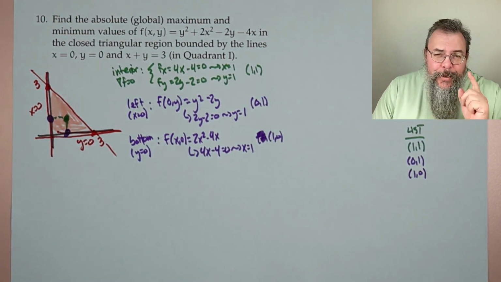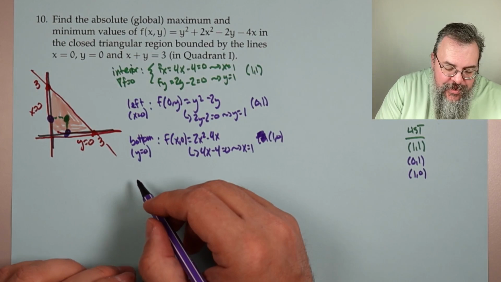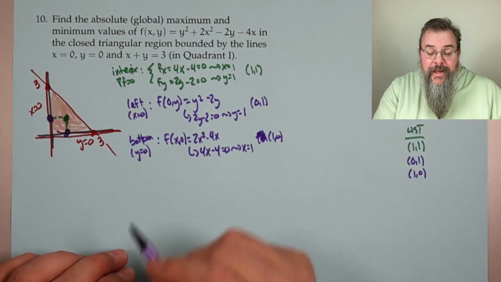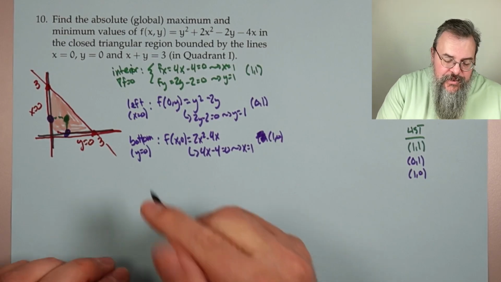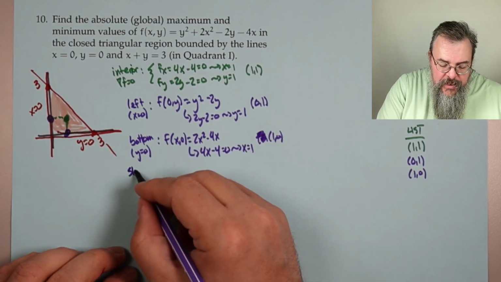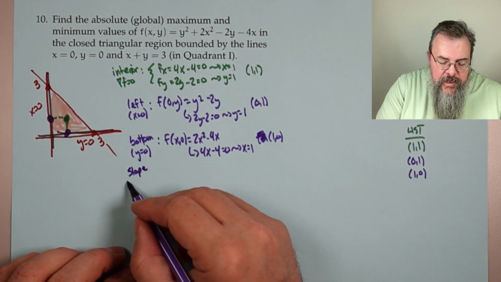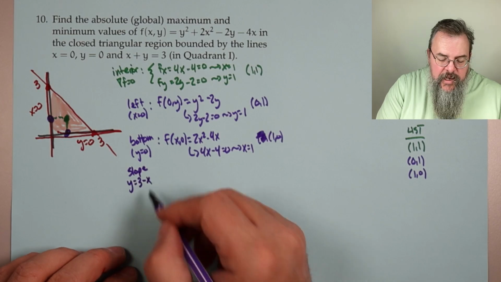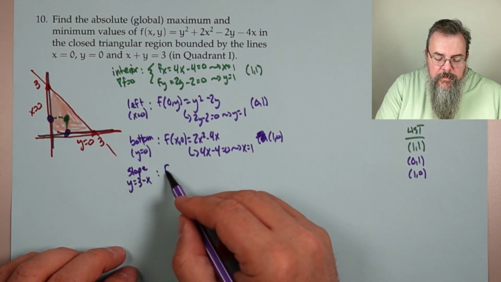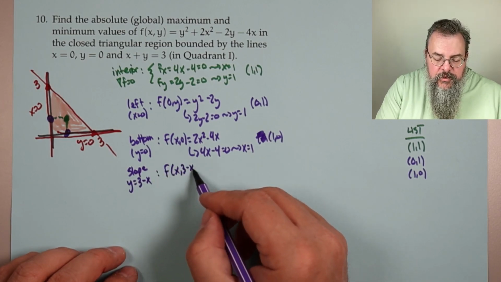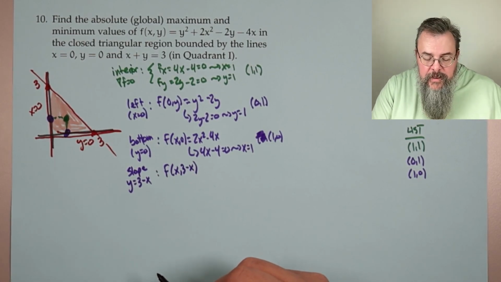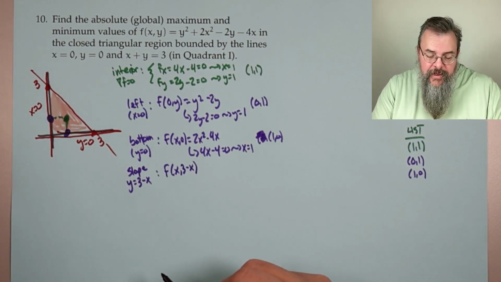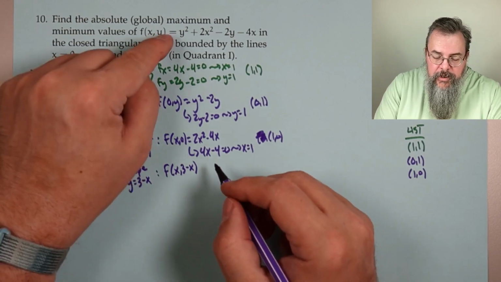Okay, one more side, the slope side. Now this is the side which is going to take us some time. So the slope. And let's write it as y equals 3 minus x. So our function becomes f of x comma 3 minus x. Well, let's see what that gives us. So we're going to have to be patient here and work our way through it.